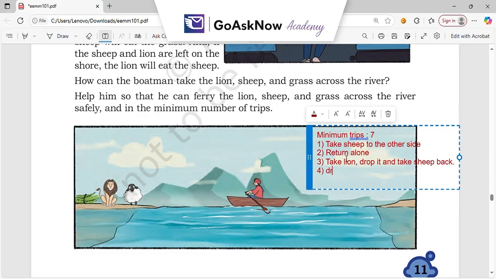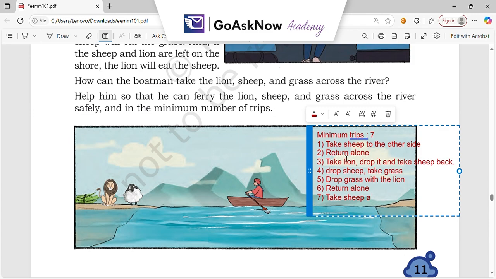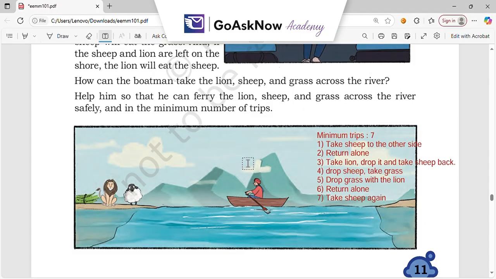Fourth step, drop the sheep and take the grass. Then fifth, drop the grass with the lion and return alone. Now take the sheep again. Now all three are safely across, and the lion never eats the sheep and the sheep never eats the grass. These are the minimum steps to take everything safely.